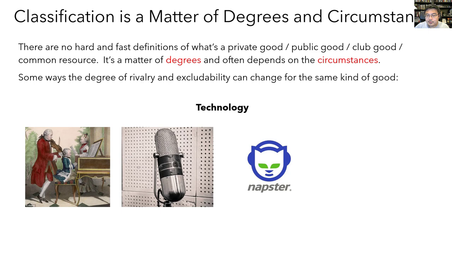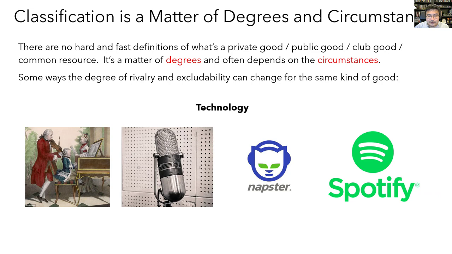Anyone with an MP3 file could easily send the music to anyone else anywhere in the world at nearly zero cost. But as the music industry got better at preventing this form of digital piracy, music went back to being more like a club good. And so today, music is primarily provided over streaming services like Spotify or iTunes that have club good-like characteristics.